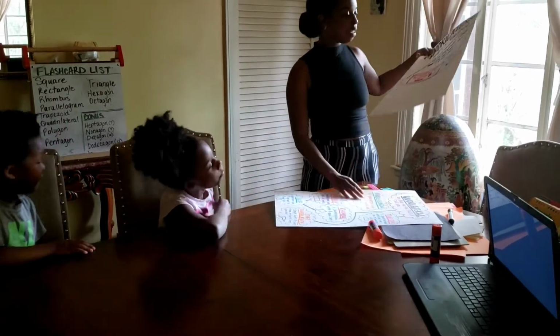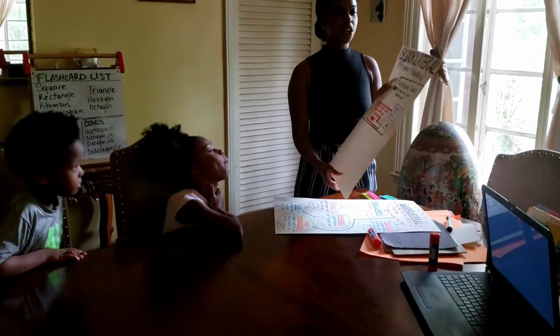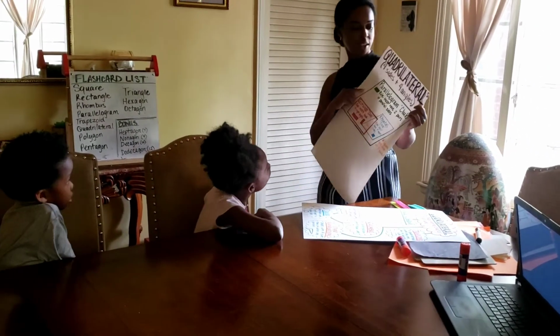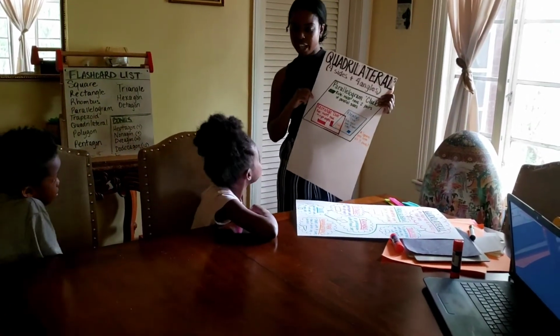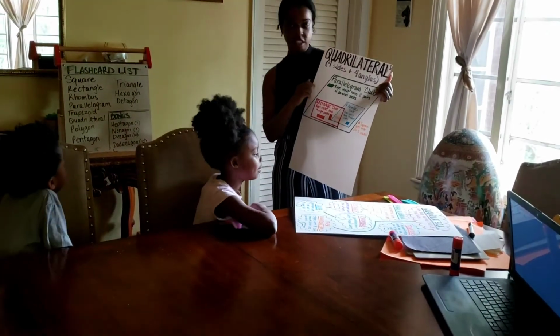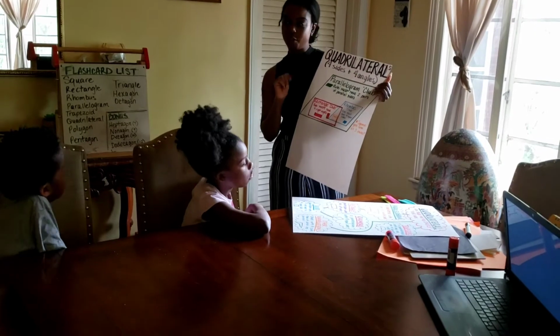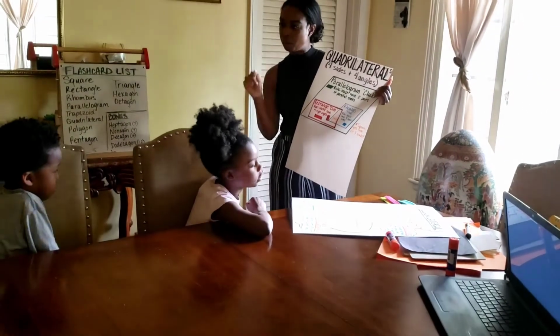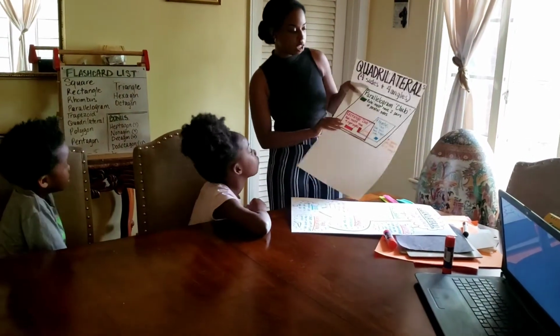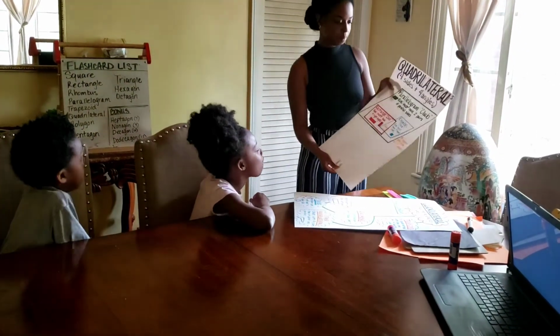So since we're learning about our shapes, we're learning about, this is a big word, quadrilateral. And what's a quadrilateral? Does anybody know? It's a shape that has 4 sides and 4 angles. So it's like corners. So it's basically like a rectangle. Pretty much, yes. So there's different types.